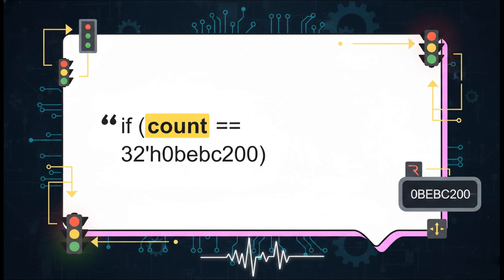Because it doesn't count in seconds like you and I do, it counts clock cycles. It counts all the way up to this massive value, and only when it hits it perfectly does it trigger the light to change and reset the counter back to 0.